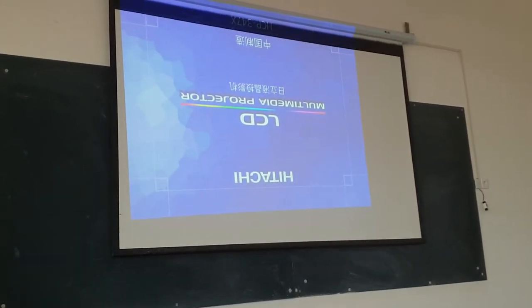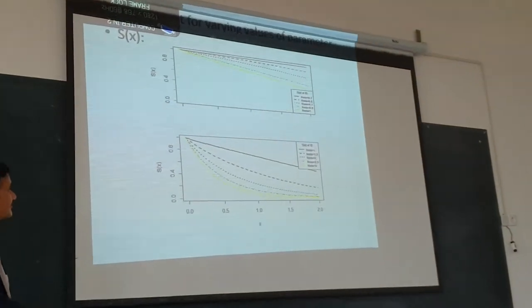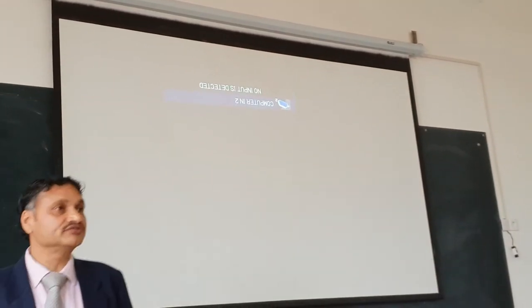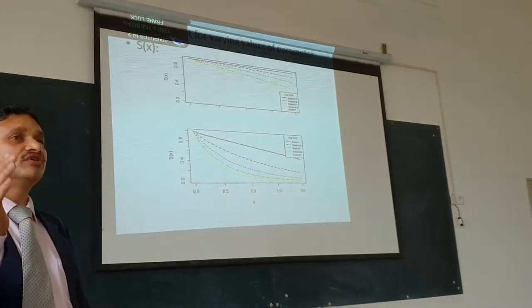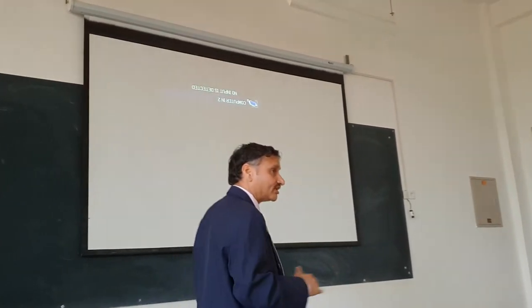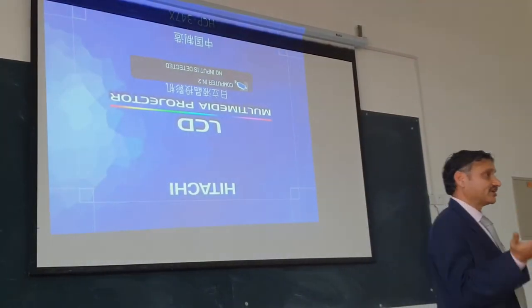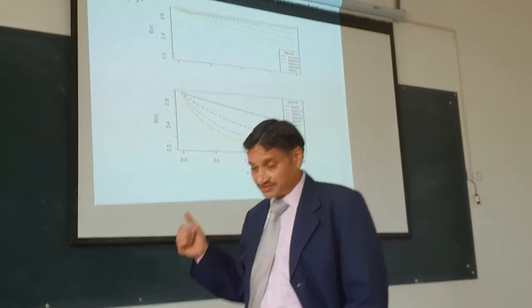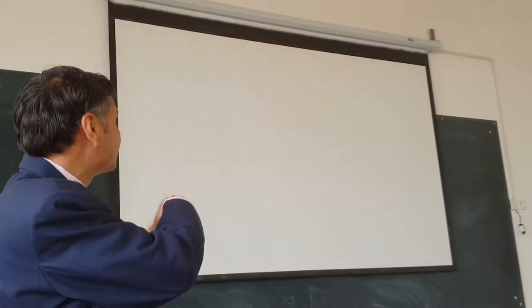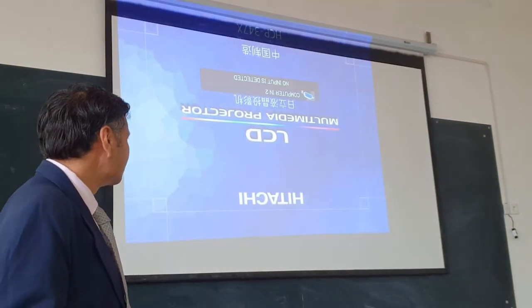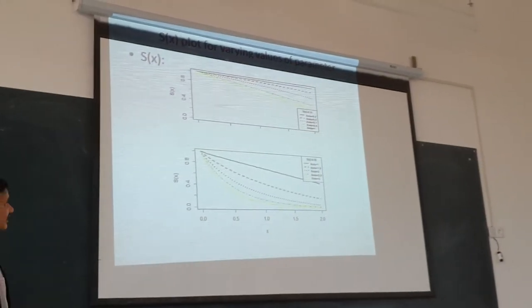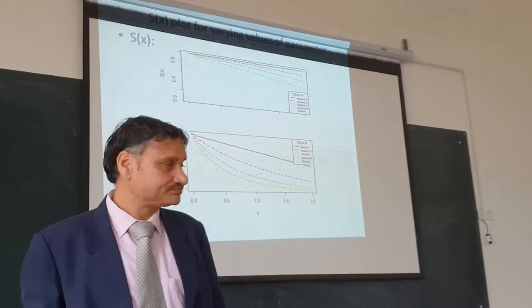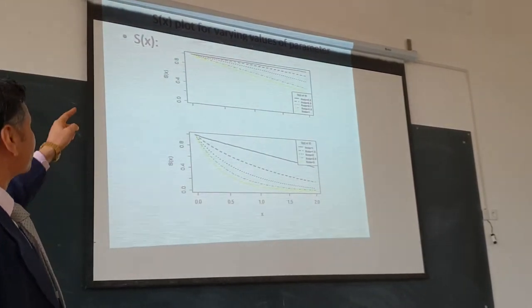Okay, next is its survival function, reliability function you can say. Reliability function I also presented here, below theta value 1 and above 1. In both graphs you can see how many changes occur on varying the value of theta. So on varying the value of theta, the reliability function is changing. You can look at it here.